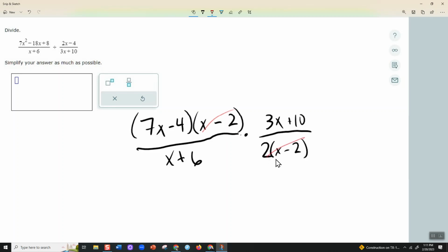And that's about it. I do not see anything else. Bummer. Okay, let's just go with that. Got 7x minus 4 times 3x plus 10 all over 2 times x plus 6.